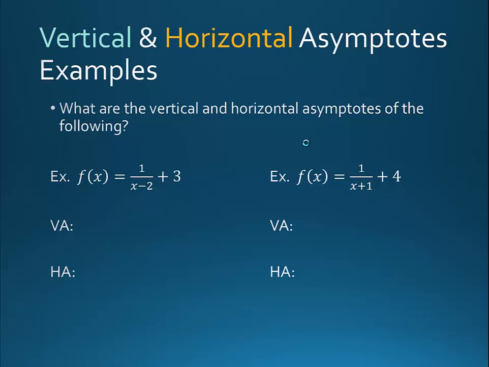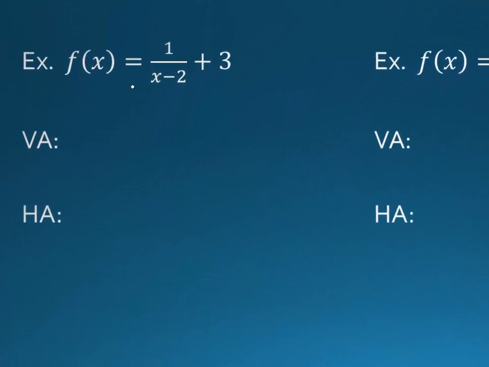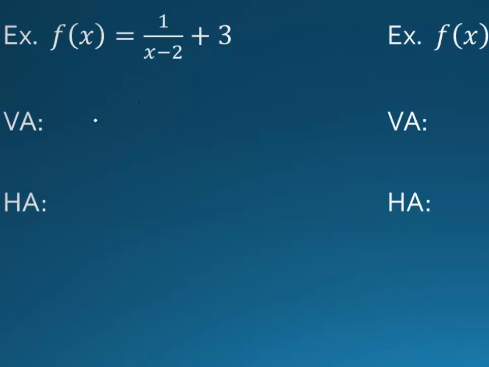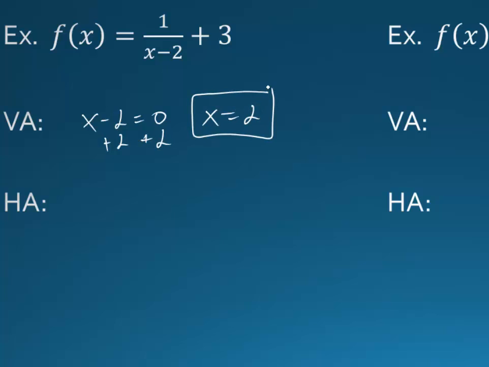So vertical and horizontal asymptote examples. What are the vertical and horizontal asymptotes of the following? Our first example, we have f of x equals 1 over x minus 2 plus 3. For your vertical asymptote, you'd set your denominator equal to 0 and solve for x. So x minus 2 equals 0. Add 2 to both sides. x equals 2 is your vertical asymptote.